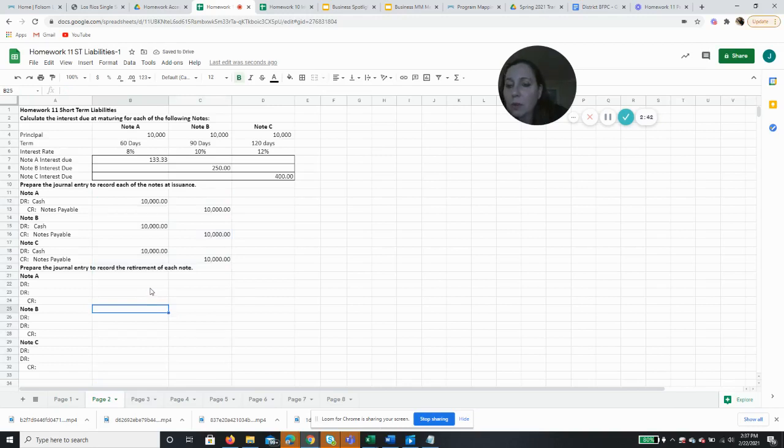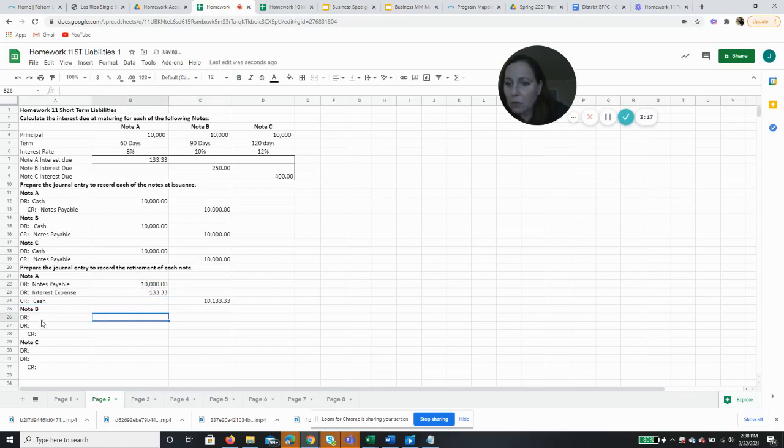Prepare the journal entry to record the retirement of each note. Okay, so the first thing we're going to do is we're going to debit notes payable, and this is always going to be at the principal. Then we're going to debit interest expense. And in the case of note A, that was $133.33. And we're going to pay it off with cash, so we'll credit cash. And it's going to be principal plus the interest.